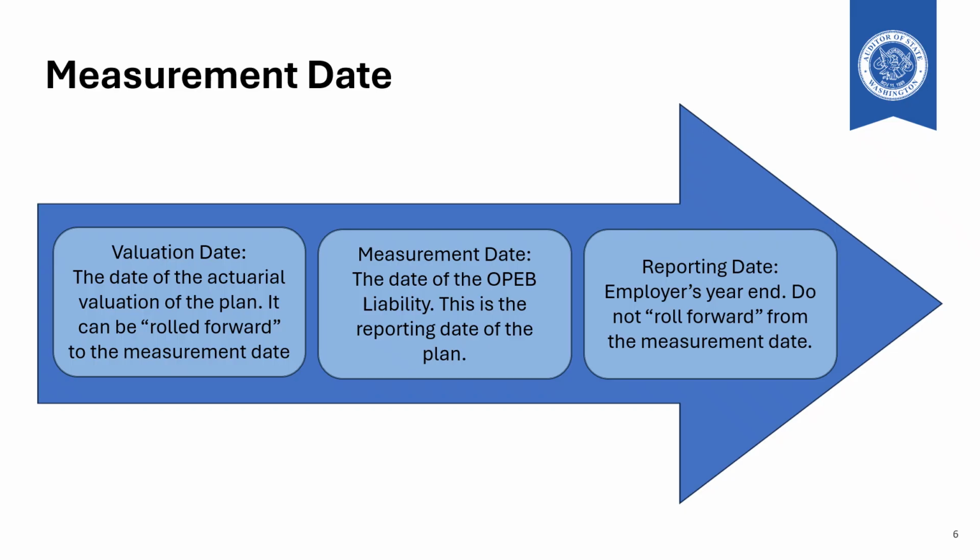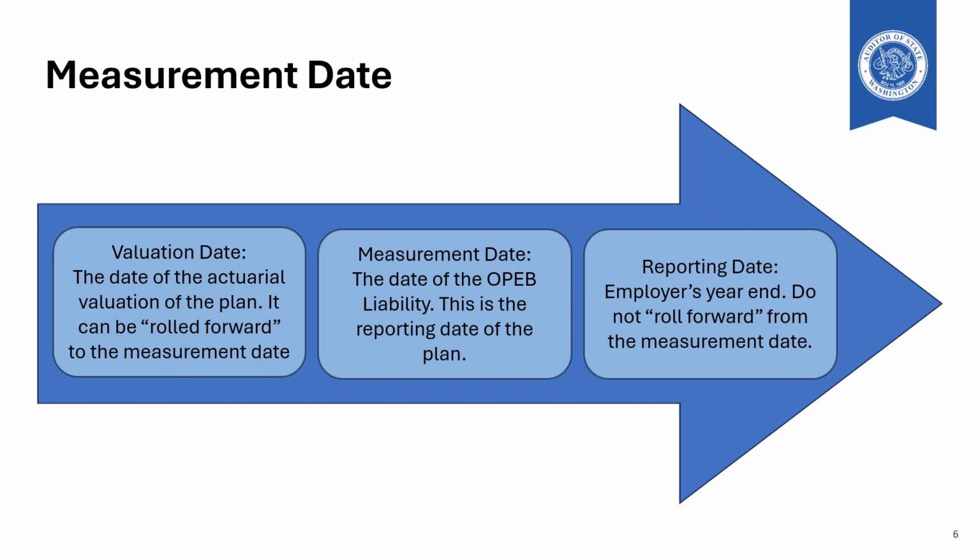After the actuary completes their valuation, it still takes a lot of time and effort to measure the OPEB liability. That's why there can be a lag between the valuation and the measurement date. Lastly, the reporting date is the employer's year end. You will not roll forward from the measurement date.